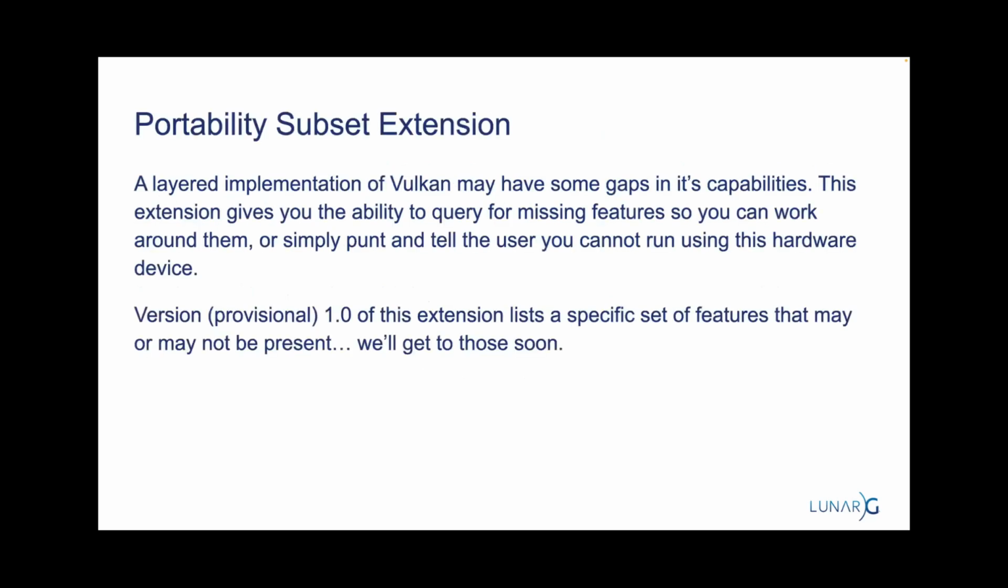Now we need to use the portability subset extension. And what this extension does specifically is you can query the device and you get a list of features that may or may not be available on this device. So you might be running on a brand new M1 Mac, I should say brand new M2 Mac, or you might be running on an old busted Intel Mac with, maybe you've got an Intel integrated and an NVIDIA or an AMD GPU.